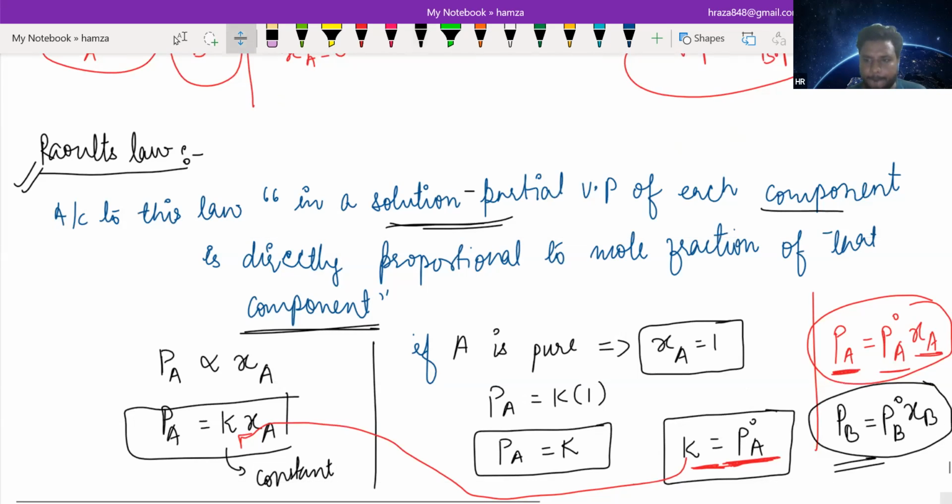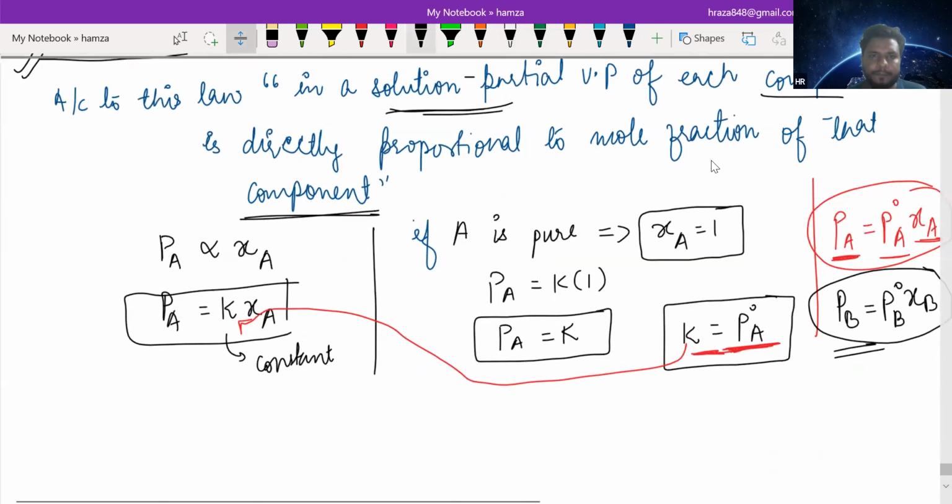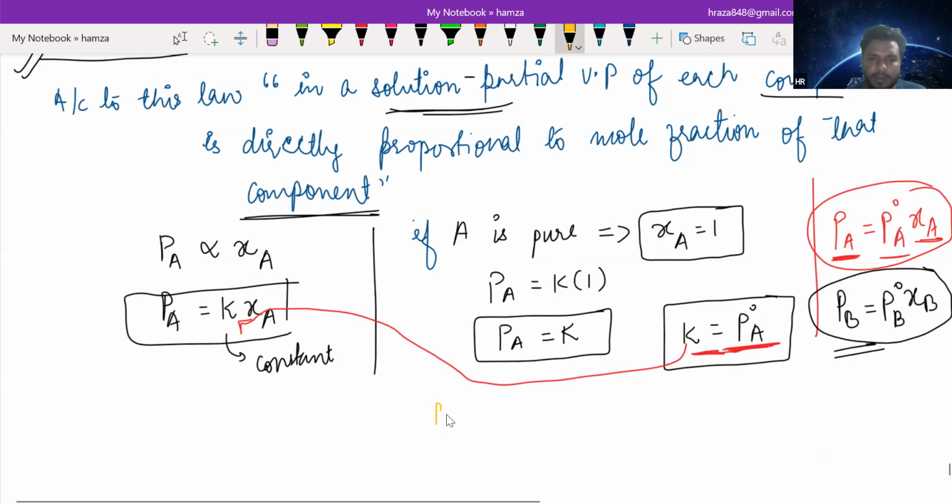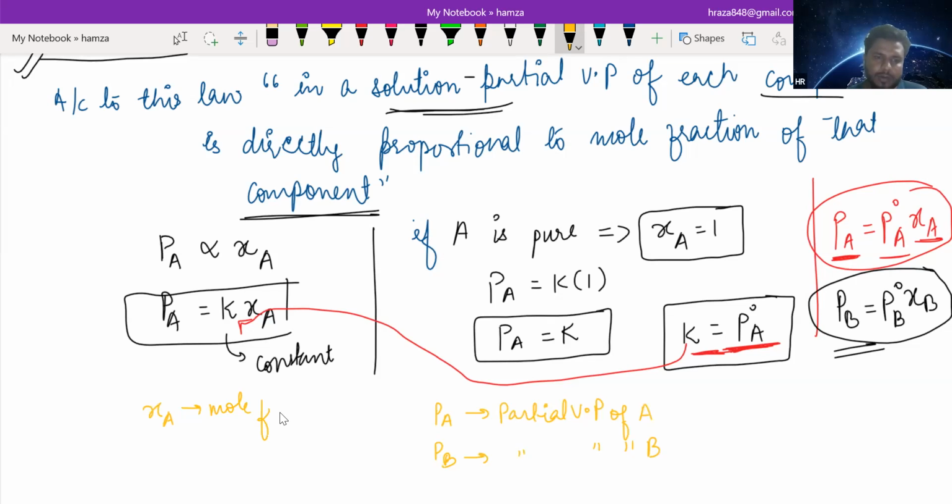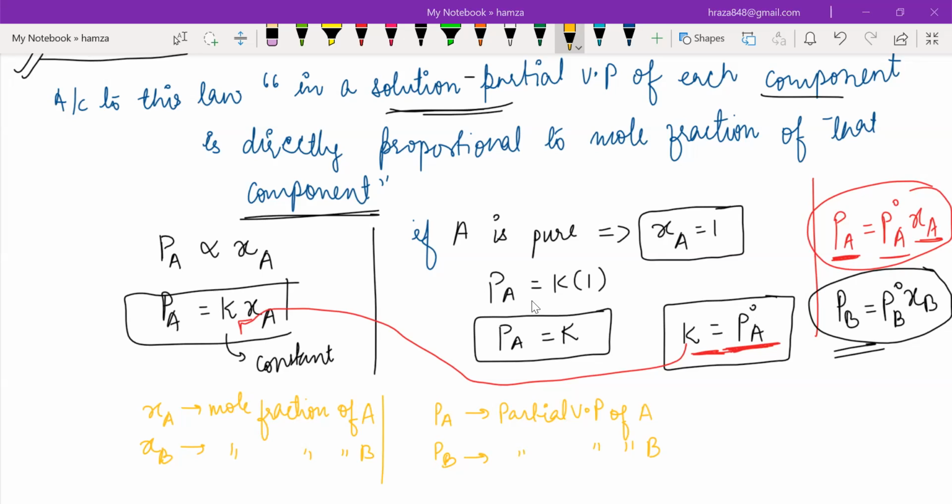So please write it. I'm going to write all of these: PA is the partial vapor pressure of A, PB is the partial vapor pressure of B, zeta A is the mole fraction of A, zeta B is the mole fraction of B. Please write it.